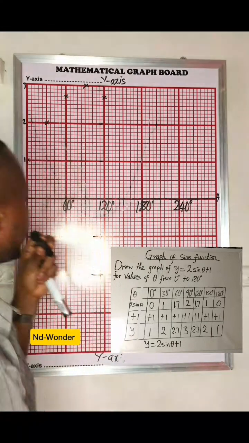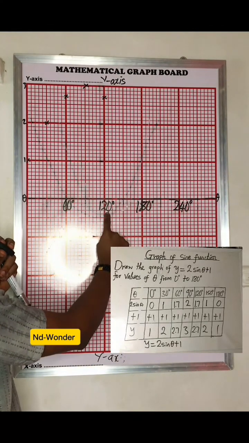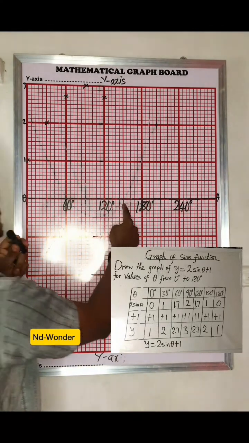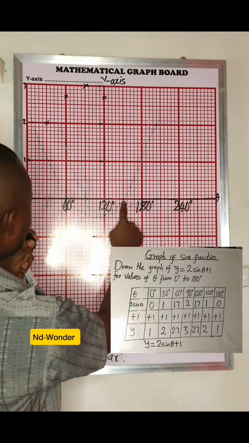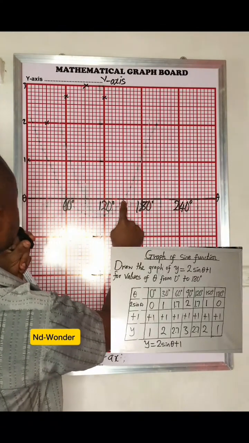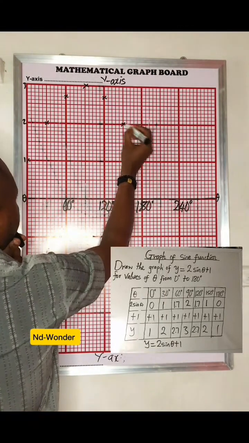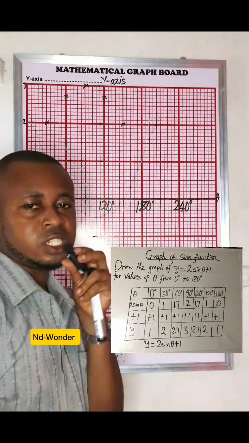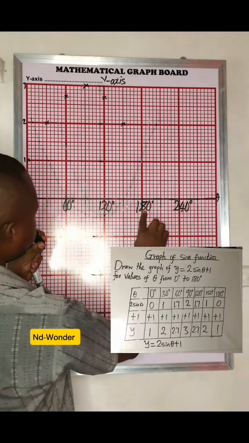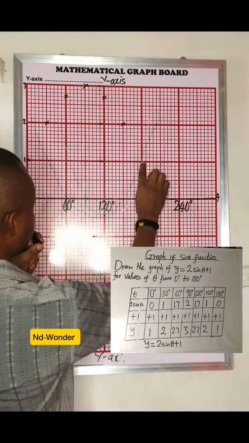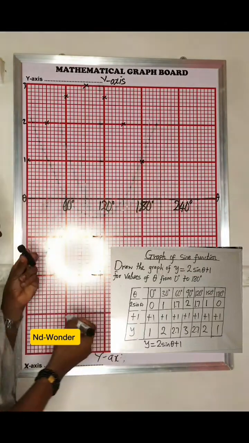When our theta is 150 degrees, 150 degrees is in between here. 120 plus 30 lands us at 150 degrees. So when theta is 150 degrees, our y will be 2. And this is the line of 2. Now when theta is 180 degrees, our y will be 1. This is the line of 1. It falls back here.